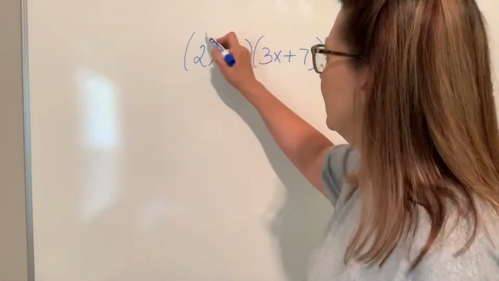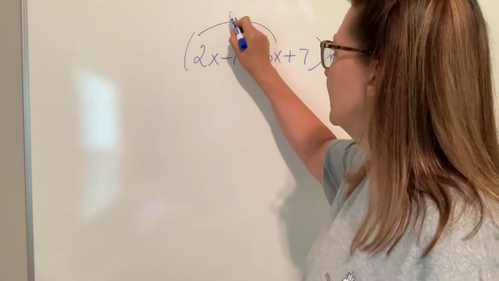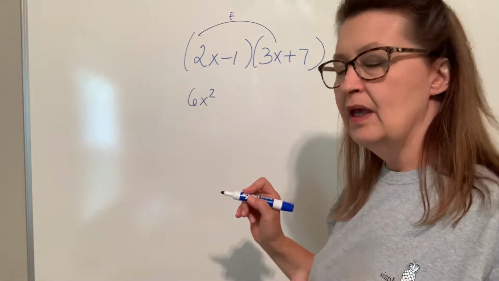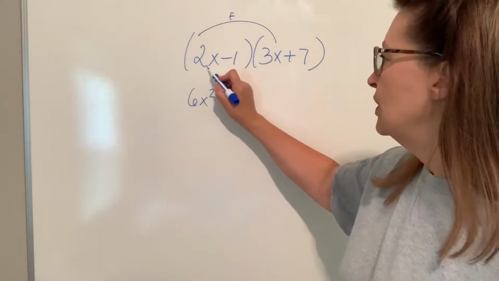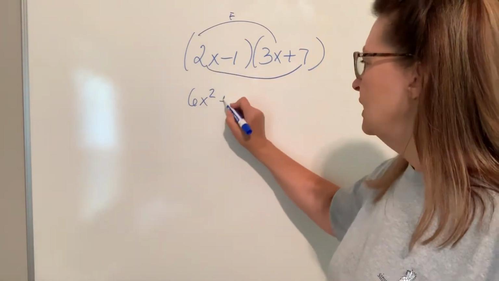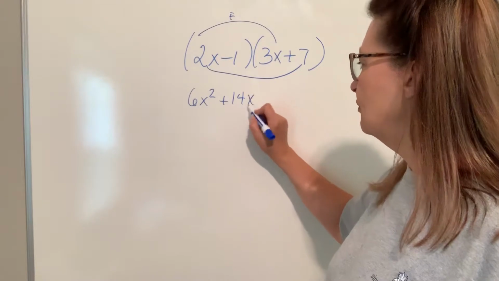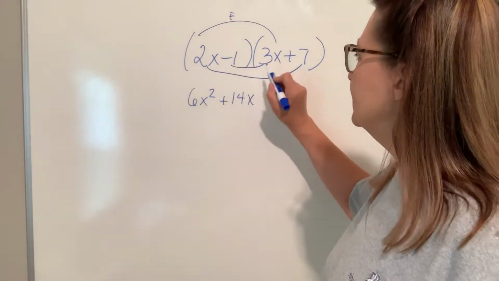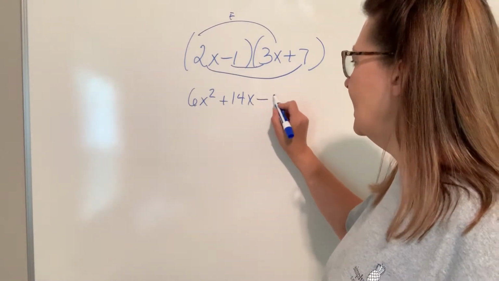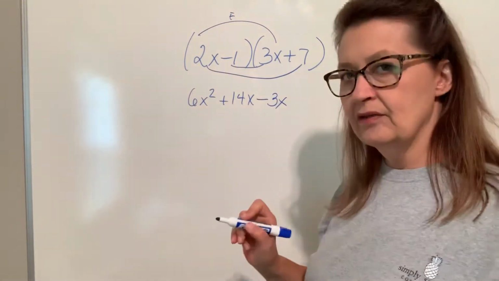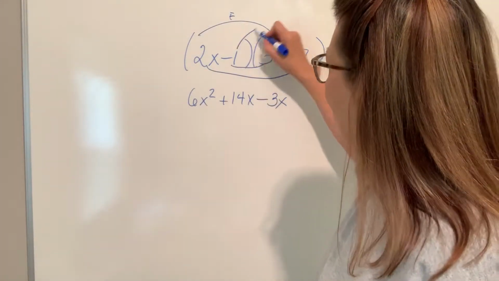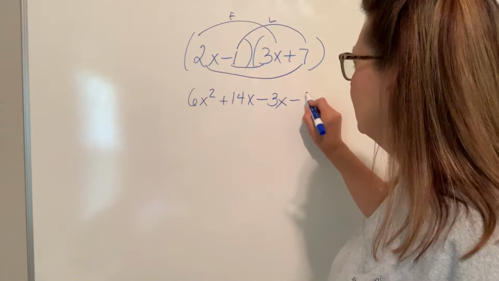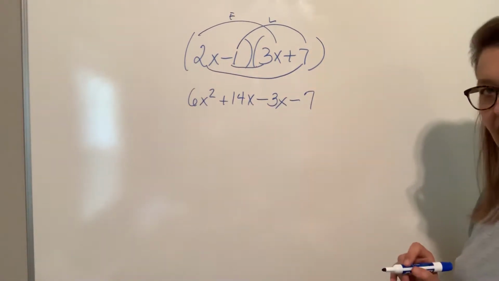Multiplying the first two together, 2x times 3x gives me 6x squared. Okay. Now the outside terms, 2x times 7 is positive or plus 14x. Now let's deal with the negative. A negative 1 times a positive 3x is a negative 3x. And for the last, a negative 1 times a positive 7 is a negative 7.